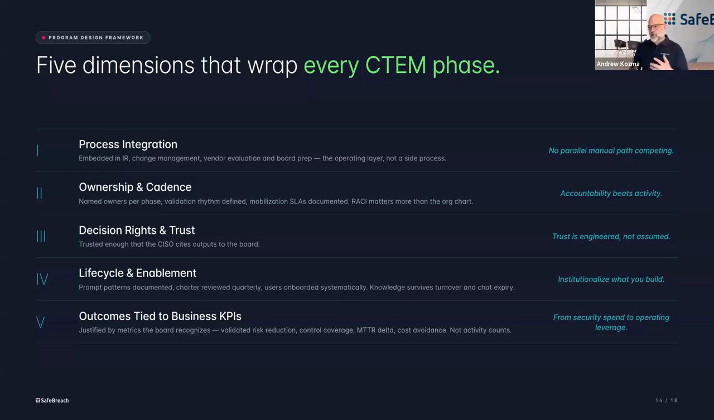But then we have decision rights and trust. So we know that trust is engineered, it's earned. So it's through that repeatable process when it becomes habitual for the teams. They start their day, they look at, hopefully, a reduced backlog, and they're focusing on what's most important to the organization. And then life cycle and then enablement, institutionalizing what you build, right?